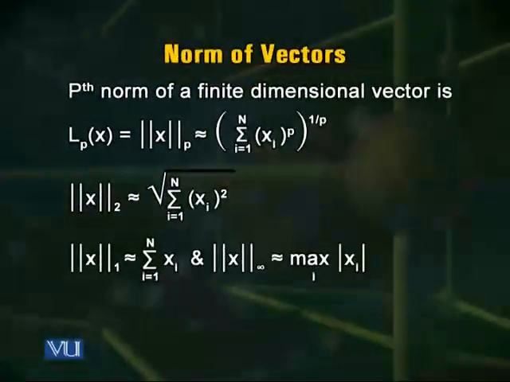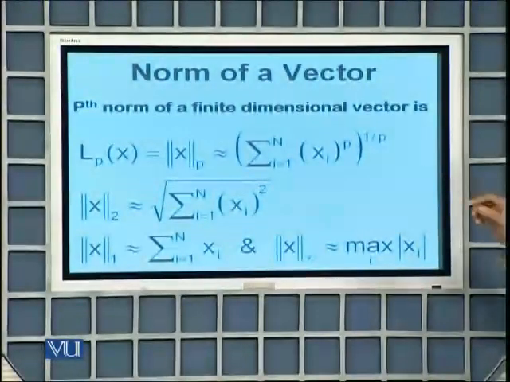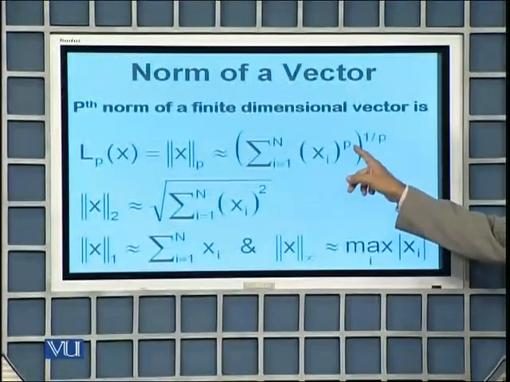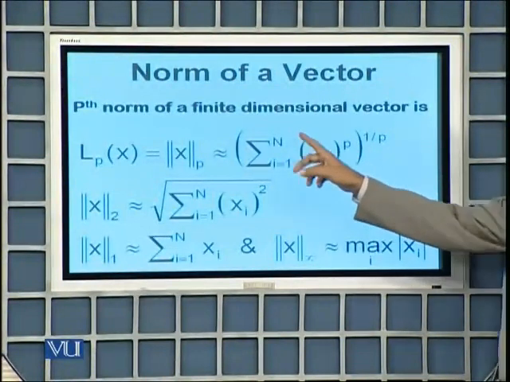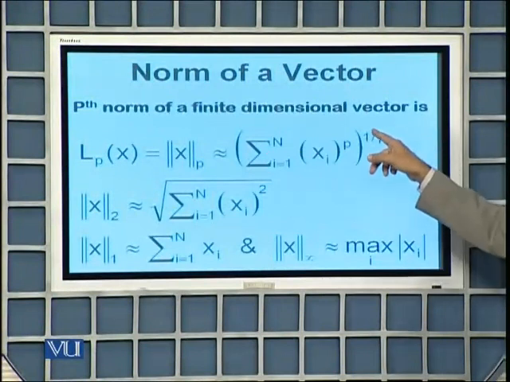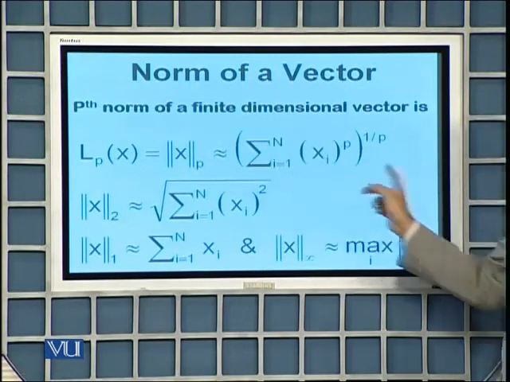Let's have a look at the definition of norm of a finite dimensional vector. You can see this definition on your screen, and if we have a finite dimensional vector with capital N elements, then pth norm, which is represented by capital L with index p, of this vector x, which has capital N elements, is defined as sum of pth power of all the elements, and summation is then raised to a power of 1 over p, or a pth root is taken of the whole summation.